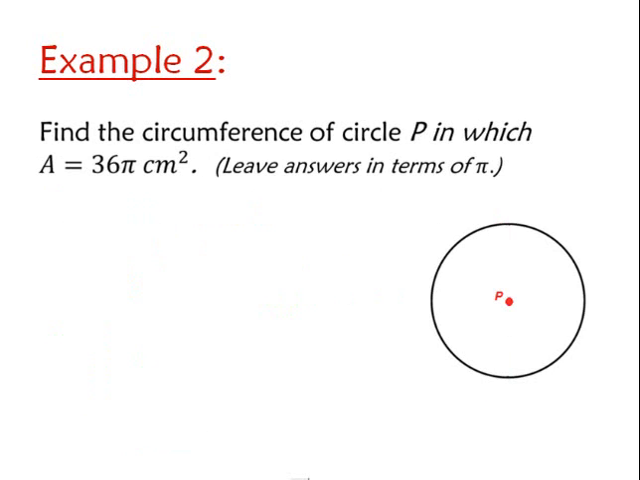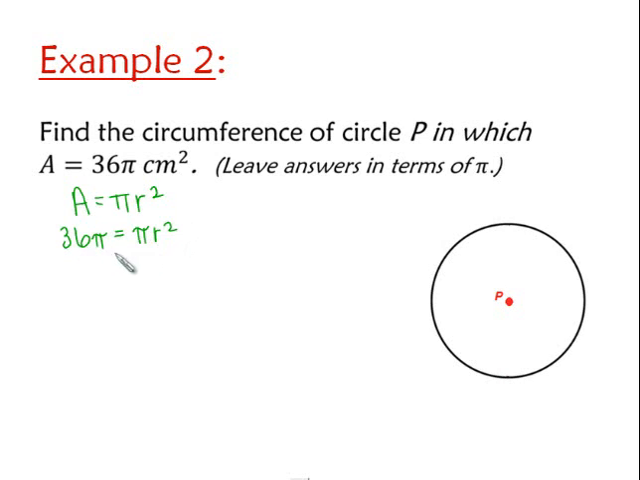Okay, example 2. Find the circumference of circle P in which the area is 36 pi. Leave your answer in terms of pi. This time we don't know the radius or the diameter. They're asking us to find the circumference only given the area. Now, if we remember, area is equal to pi times the radius squared. So I do know the area. I can plug that in to start out with. 36 pi is equal to pi r squared.